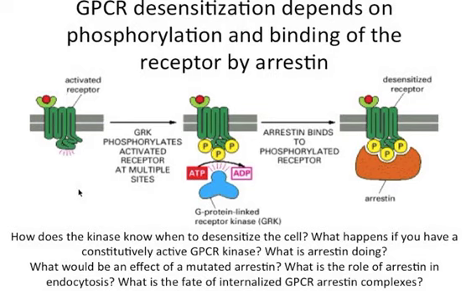Or I guess the receptor in a way, right? What happens if you have a constitutively active GPCR kinase? What is arrestin doing? What would be the effect of a mutated arrestin? These are all good ways to think about things, right? What is the role of arrestin in endocytosis?